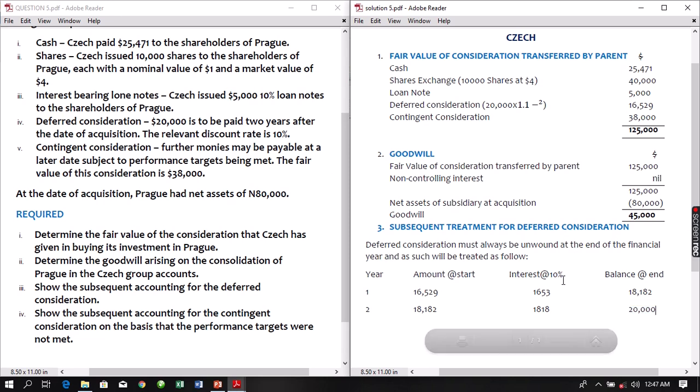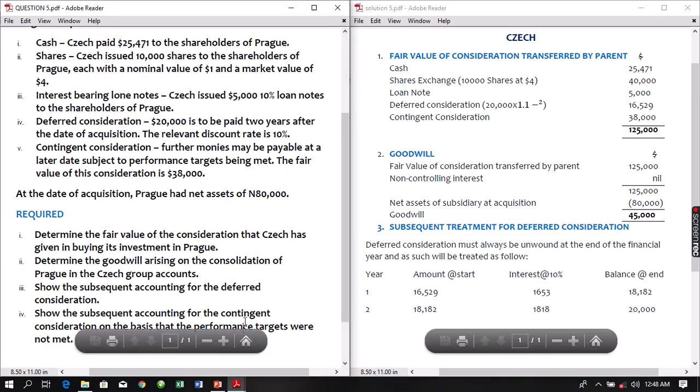So if it is at the end of year 1, what you do is this figure, you debit your retained earnings with that, and you credit your deferred consideration. If it is at the end of year 2, again this same figure for year 2, you debit your retained earnings and you credit your deferred consideration, which makes your deferred consideration at the end of year 2 back to 20,000.